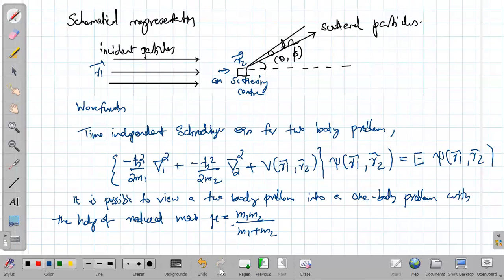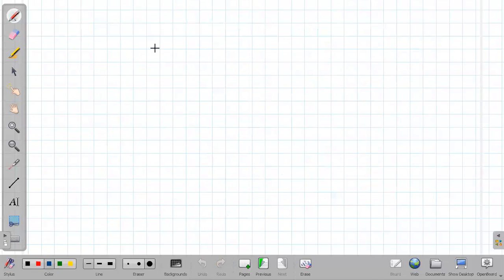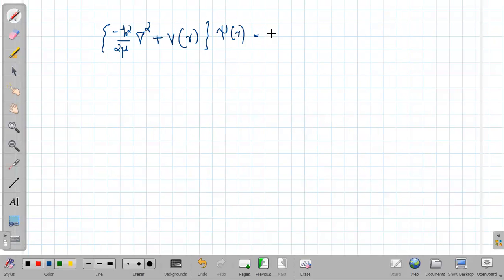So with the introduction of the reduced mass, if it is a one body problem, how would our Schrodinger equation look? The Schrodinger equation can take the form minus h bar square by 2 mu del square plus V. Since the potential depends only on the separation between the particles, it is V of modulus of r1 minus r2. Instead, we can represent it as V of r acting on psi of r, which gives E into psi of r.